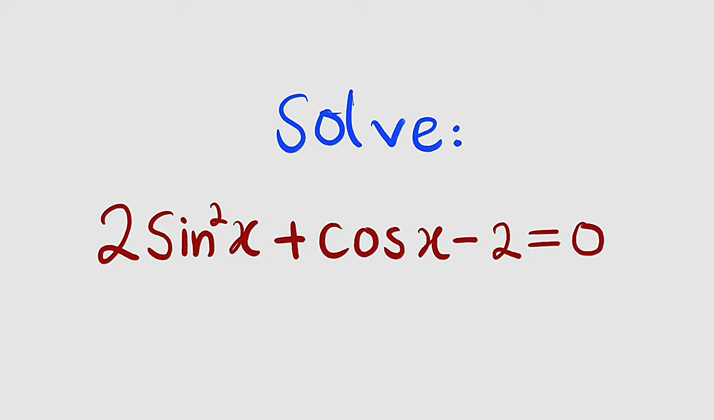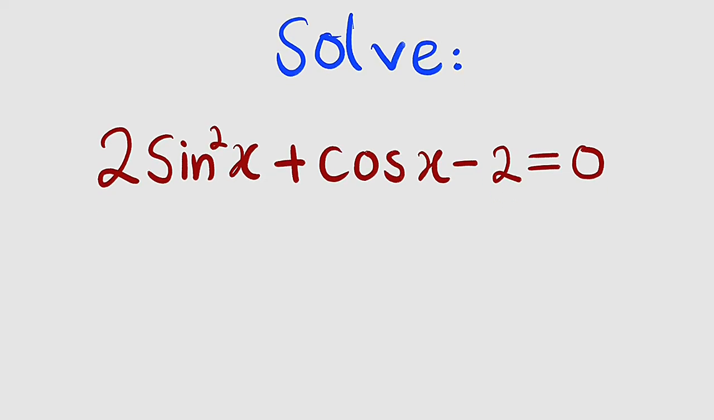We are asked to solve the equation 2 sine squared x plus cosine x minus 2 equal to 0. We have sine squared x, but this is cosine x. But I know sine squared x can be written in terms of cosine squared x, because of the identity that sine squared x plus cosine squared x is equal to 1, which means that sine squared x is the same thing as 1 minus cosine squared x. So we are going to replace sine squared x with 1 minus cosine squared x.